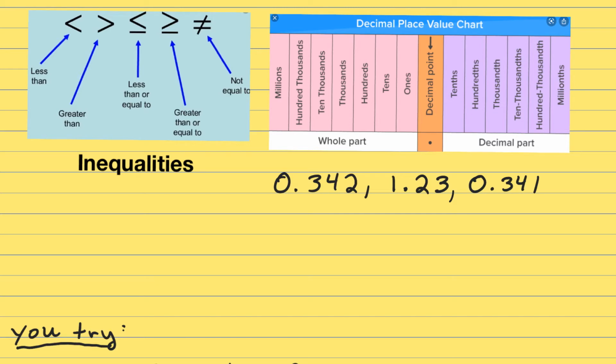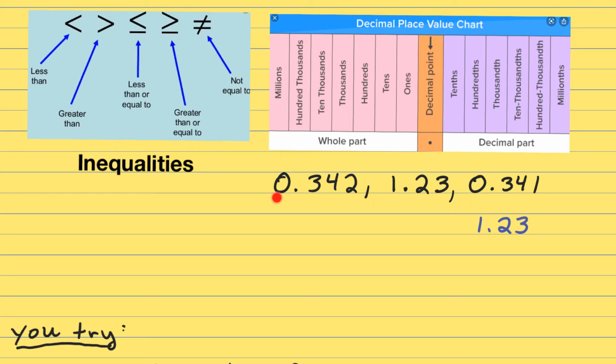You start by comparing the number farthest to the left on each separate number. So this one's 0 ones, this is 1 one, this is 0 ones. Since this has 1 whole, we know that this is the largest number. So we can go ahead and write that. I'm going to use a different color. We can say 1.23, or 1 and 23 hundredths, is the largest. All right, so that one's taken. But we need to compare the other 2 smaller numbers.